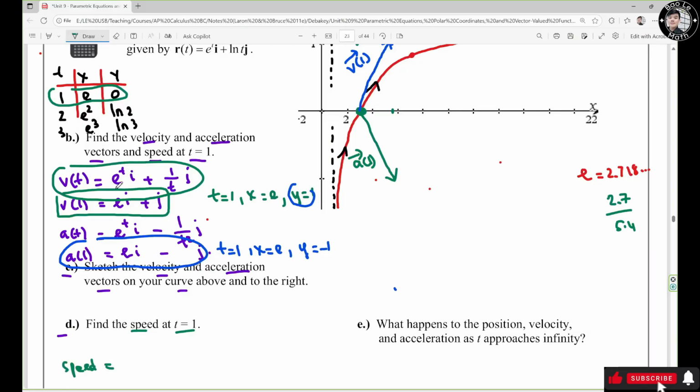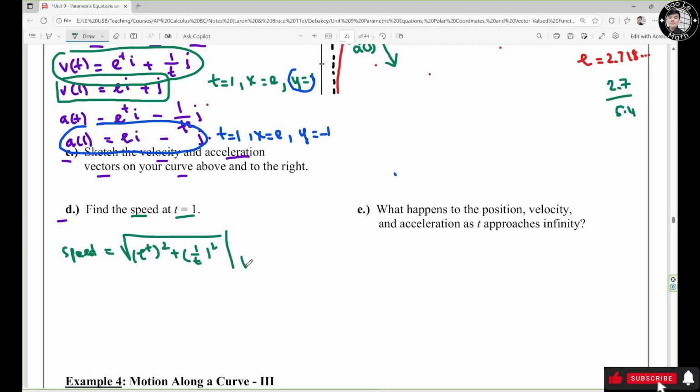the magnitude of this component, right? So it can be the square root of e to the t squared plus 1 over t squared, right? And then you need to evaluate this one at t equals 1. So it's going to be the square root of e squared plus 1, right? You just leave the answer like this. You don't need to convert this one to decimal.